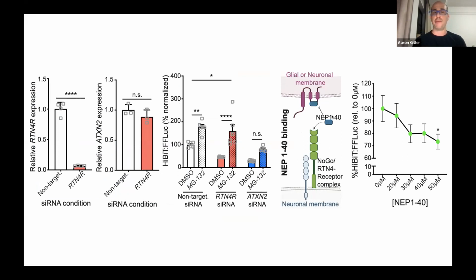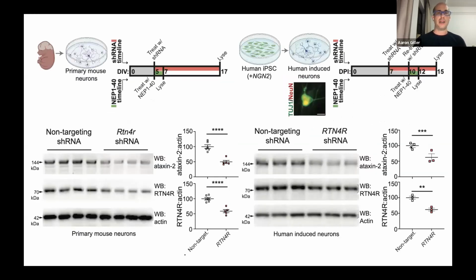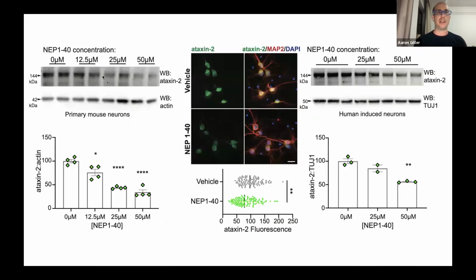There's a peptide inhibitor, NEP1-40. Indeed, when we add these to cells, it very rapidly lowers ataxin-2 levels. We then did experiments in mouse neurons or human neurons. These are primary mouse neurons or iPS-derived neurons. Treating with shRNA to knock down RTN4R lowers ataxin-2 levels in mouse as well as human neurons, shown here. Same thing with the peptide, adding increasing concentrations of this peptide in mouse neurons, decrease ataxin-2 levels. Same with the human iPS neurons.